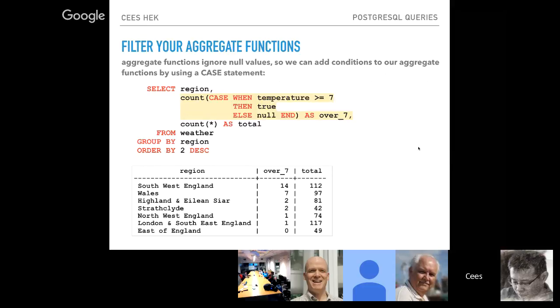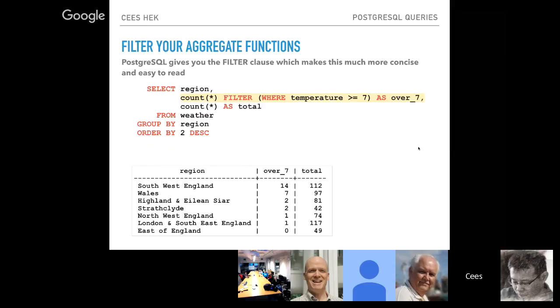Postgres 9.5 had a lot of stuff, or maybe it was 9.4 actually. They've added a new feature that makes this much easier: a filter clause for aggregates. So we can do count star filter, where temperature is greater than or equal to 7, and assign that the name over 7. And as you can see, we get the exact same data out of that. That looks a lot nicer. It's a lot easier to understand and parse than the case statement.